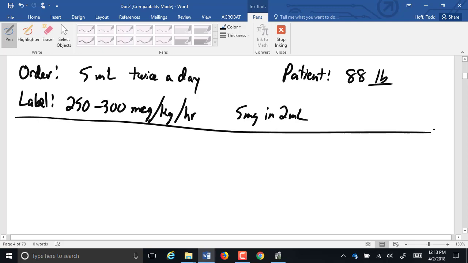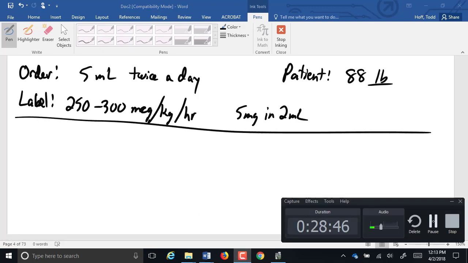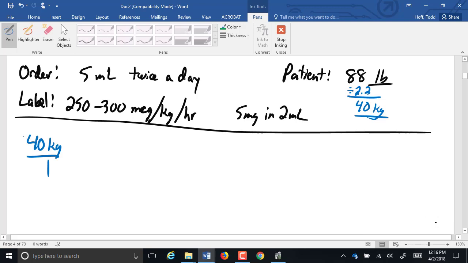I'm going to give you a couple of minutes in your notes. Try to figure that out. I see many of you have stopped writing, so let's take a look and see how you've done. So first of all, we got the 88 pounds. We divide by 2.2 to get 40 kilograms. So we're working with a 40 kilogram patient.